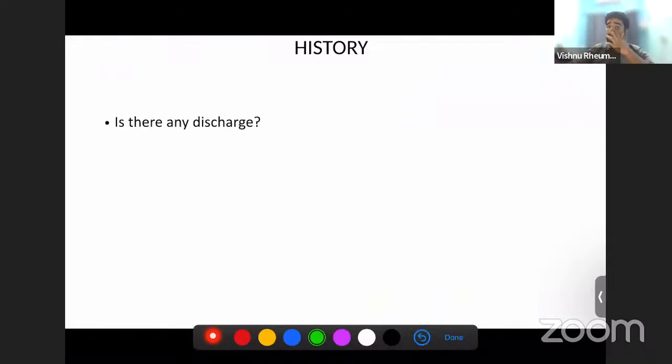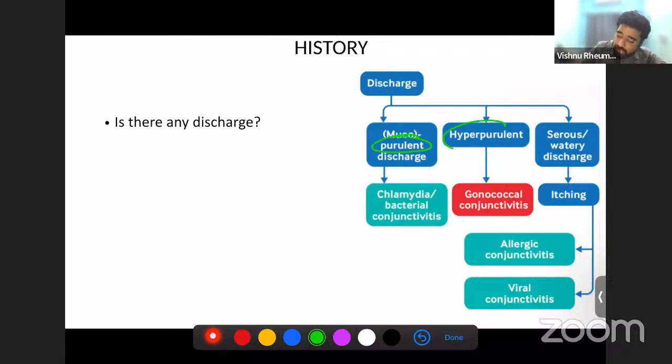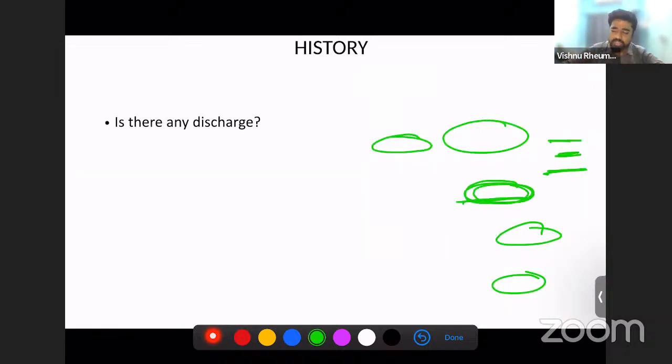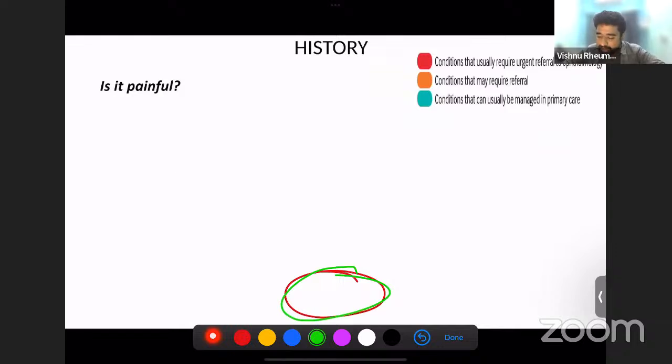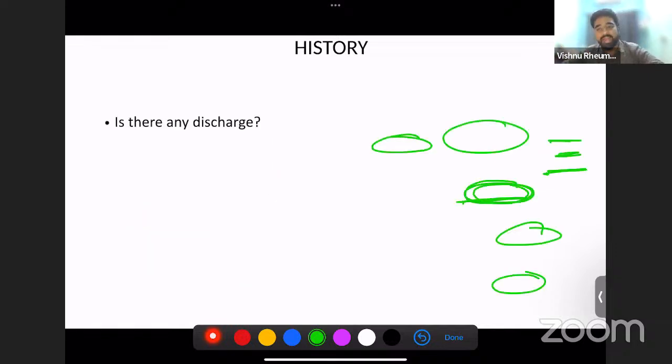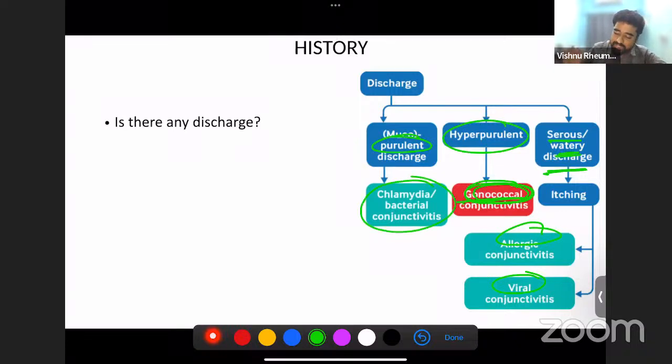Then we come to discharge. So discharge, you also have to try to characterize the type of discharge. This is again something that we usually do at a baseline level itself. Is it purulent, is it hyperpurulent, or is it watery? If it is just watery, it is most likely not a sinister complication. It's just either allergic or viral. If it is hyperpurulent, the classic differential is your gonococcal conjunctivitis. This is something we've been reading through our MBBS days as well. This is basic ophthalmology. If it is hyperpurulent, then possible gonococcal conjunctivitis is a possibility, and other mucopurulent discharge would basically mean your normal bacterial conjunctivitis, like your chlamydial conjunctivitis, etc.